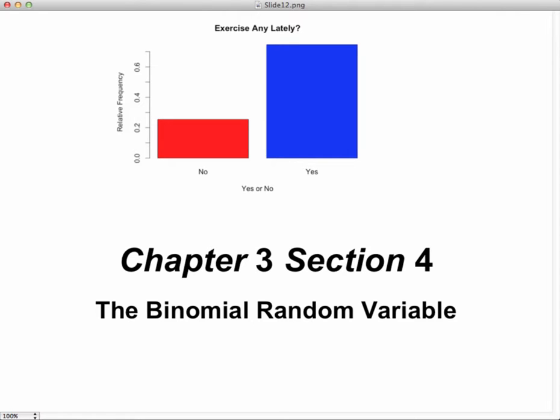Now, part of the rationale for the previous video, Chapter 2, Section 4, and learning about a discrete random variable is because the binomial random variable is a discrete random variable. It's a very important class of random variable. It gets used quite a bit. That and the normal are probably our two most commonly used random variables and their corresponding distributions. So we're going to take a little bit of time to learn a little bit about the binomial random variable.